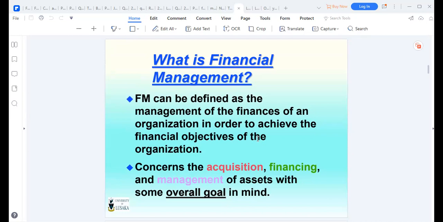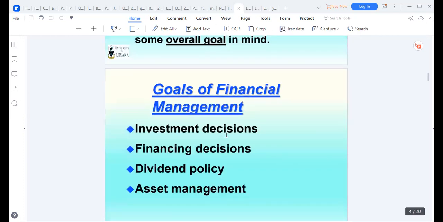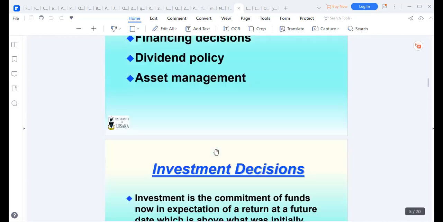So the concerns that we need to look at here require us to look at the acquisition, financing, and management of these assets by the financial manager. And so the roles or the goals of financial management could be split in 4 key categories. And these 4 key categories are what summarize your syllabus. So a financial manager must have what are called investment decisions, financing decisions, dividend decisions, and asset management decisions.